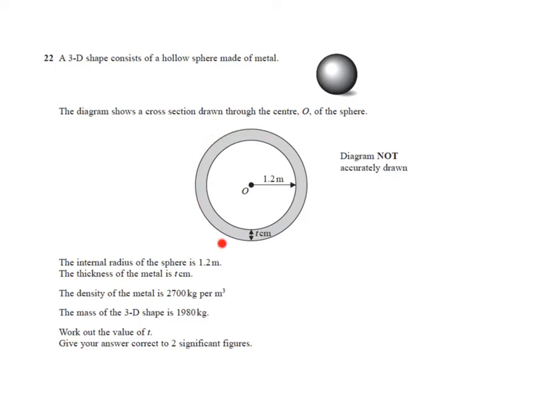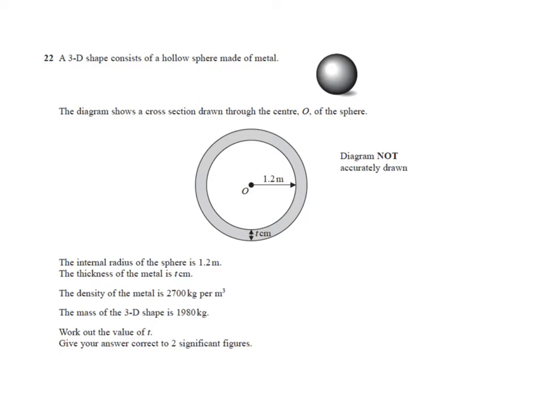I cannot find a numerical answer for the volume of the big sphere because I don't know its radius, but I can find it as an algebraic expression. Its radius will be 1.2 plus t. The radius of the small sphere, which is missing inside, is 1.2, so I can find that volume. Therefore, I can find in terms of t the volume of the metal. The density of the metal is 2,700 kilograms per meter cubed, and I'm given the mass. Okay, now I'm asked to find the value of t.